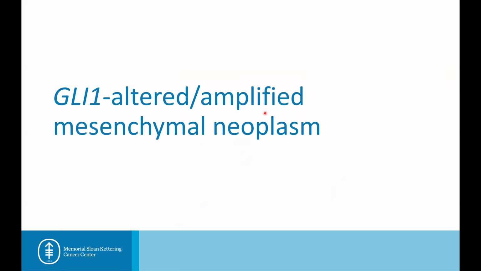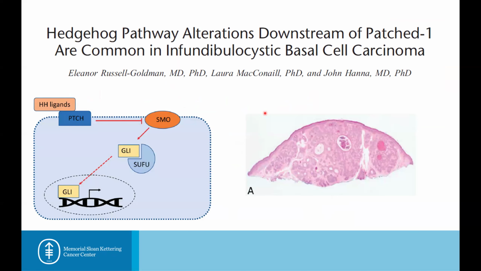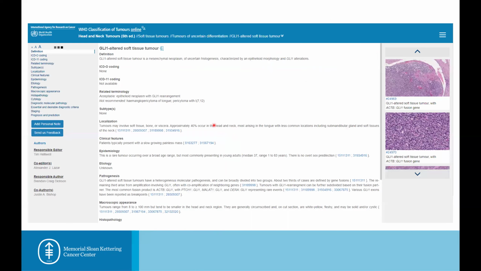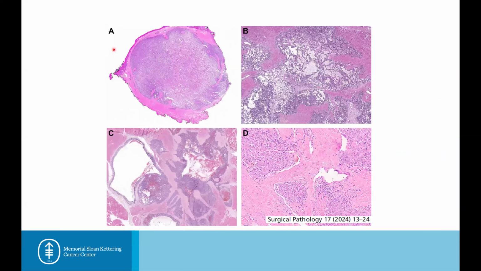And this is the so-called GLI1 altered or amplified mesenchymal neoplasm. In dermatopathology, we're familiar with GLI1, which is part of the Hedgehog signaling pathway, which is so important in basal cell carcinomas. And actually, there's now a GLI1 RNA in situ hybridization that can be useful to distinguish basal cell carcinoma from other non-follicular epithelial neoplasms. And GLI1 altered mesenchymal neoplasm is now an already recognized entity in head and neck, and it will be shown in the soft tissue.